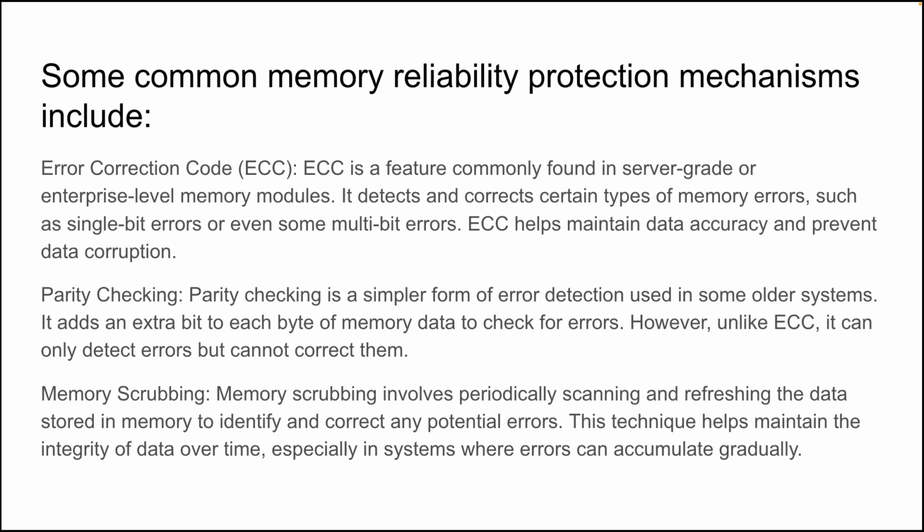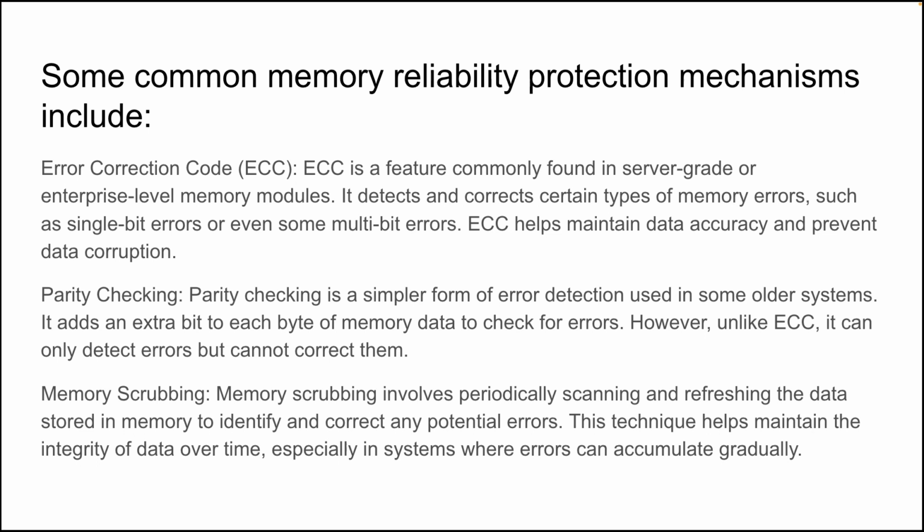Some common reliability protection mechanisms include error correction code, ECC. This is a feature commonly found in server grade or enterprise level memory modules. It detects and corrects certain types of memory errors such as single bit errors or even multi-bit errors. ECC helps maintain data accuracy and prevent data corruption. Parity checking is a simpler form of ECC used in some older systems. It adds an extra bit to each byte of memory data to check for errors. However, unlike ECC, it can only detect errors but cannot correct them. So ECC can correct errors.